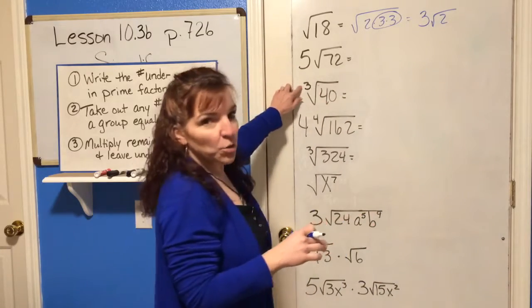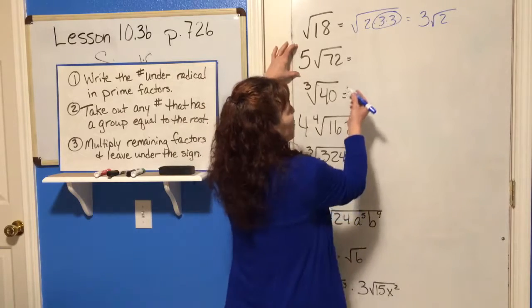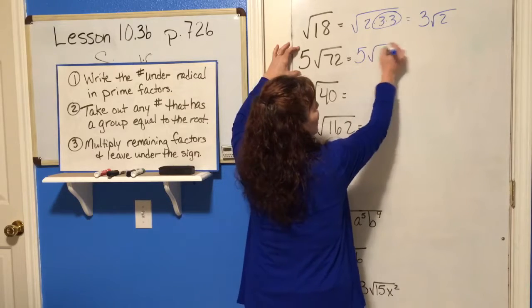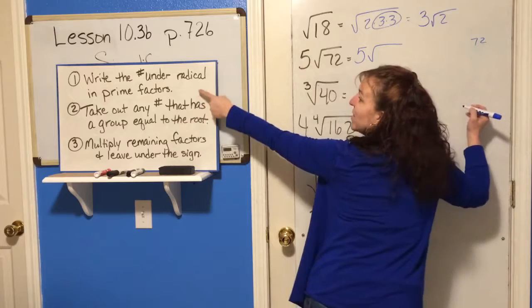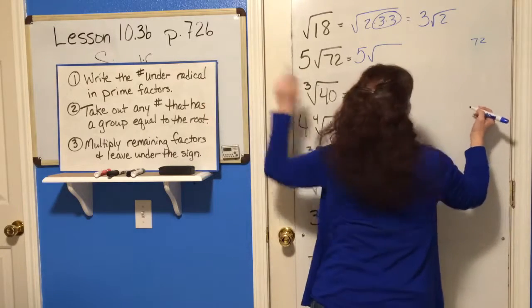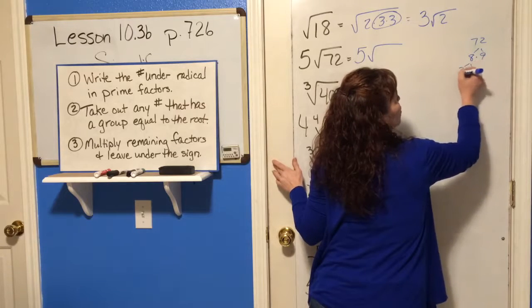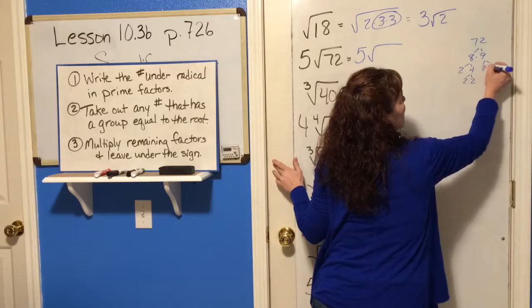So when we get down to here, we'll see another number. But let's do this one. This is a little bit different because we have a number on the outside already. It has to stay on the outside. So now we're going to take our 72 and do number 1. Write the prime factors. So 72 is 8 times 9, and 8 is 2 times 4, and 4 is 2 times 2, and 9 is 3 times 3.